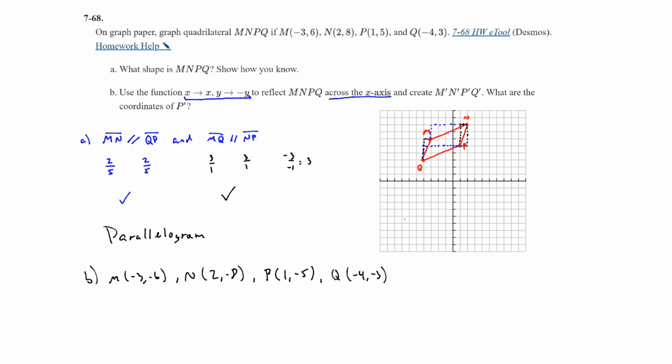So if we plot these points, -3, -6, this would represent your M prime. And you can see it's just a reflection over the x-axis. 2, -8 is N prime. P is now 1, -5, P prime. And then Q prime is -4, -3.